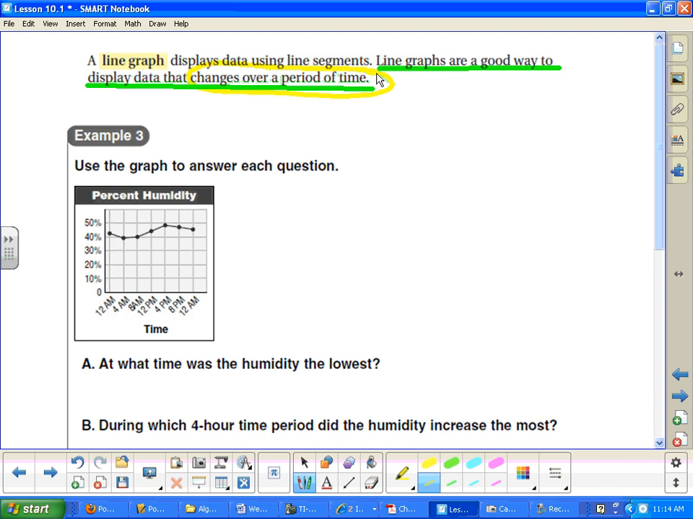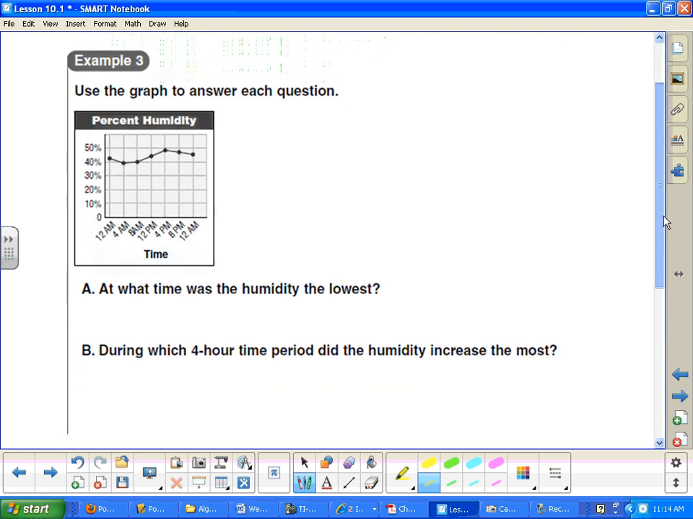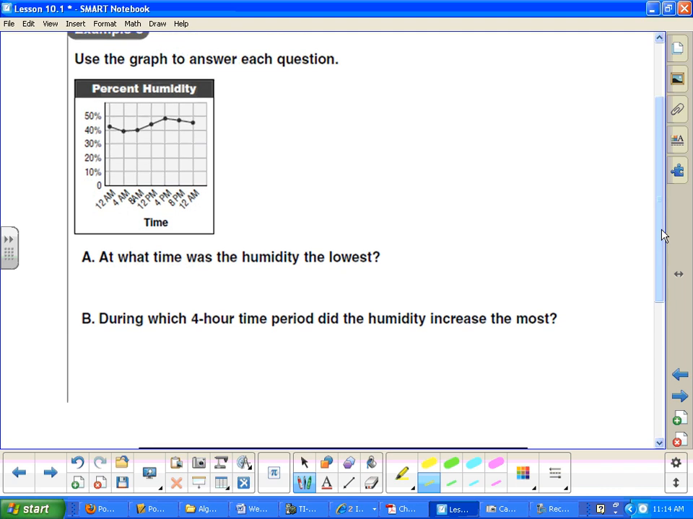Okay? So here we're going to use this line graph to answer these questions. Okay? And the first one is, at what time was the humidity the lowest?